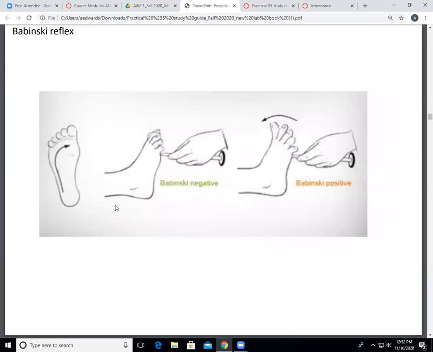Okay, another reflex, the Babinski reflex. So essentially, Babinski negative is curling the toes. Babinski positive is fanning out the toes. And this is like if you're rubbing this little piece of metal along the foot, as the line says here, or the arrow.